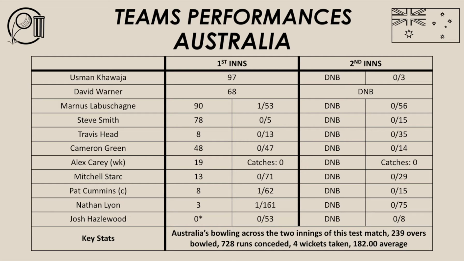So for Travis Head, disappointed that he got out for 8 in this first test match of this series. But if Travis Head can spend a lot more time at the crease, then I think he can score some runs and be very handy for Australia in this test series. Last but not least, Cameron Green. I thought Cameron Green batted well for his 48.